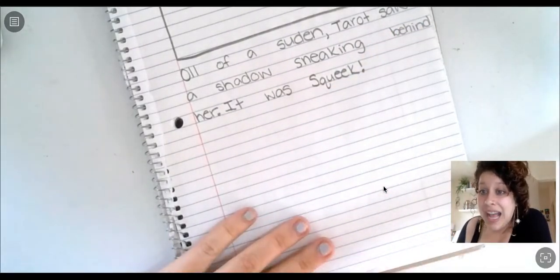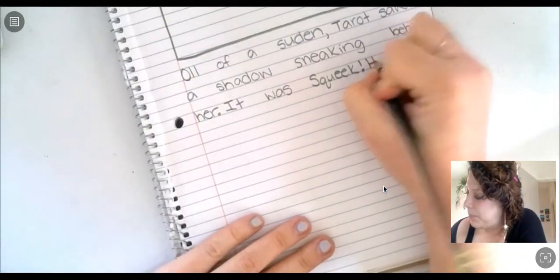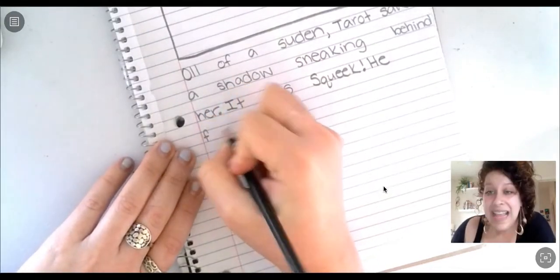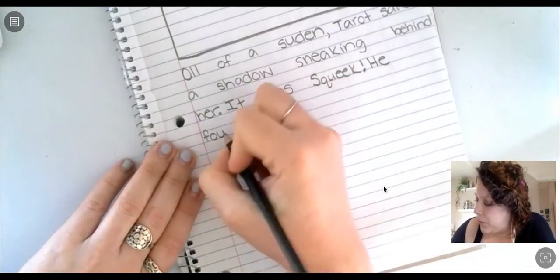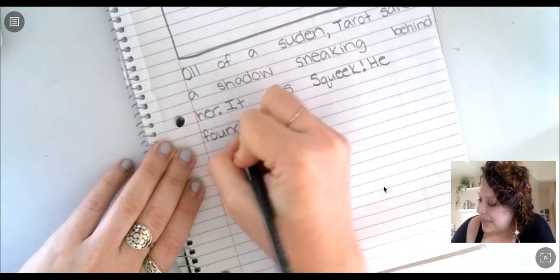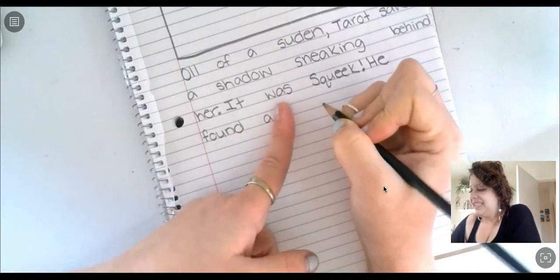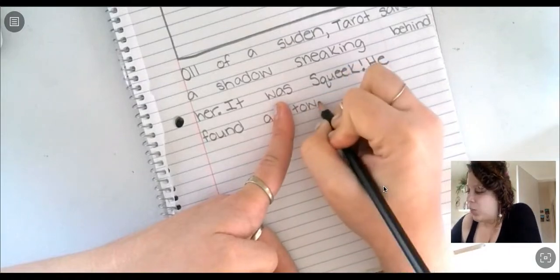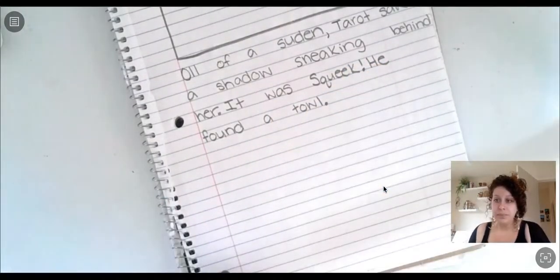He found a towel. New sentence begins with an uppercase. He found, O-U. He found a towel. Towel. He found a towel.